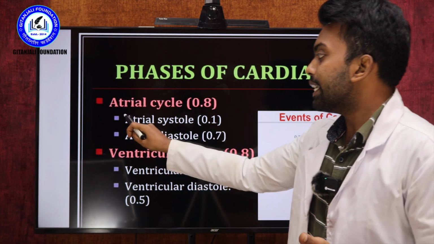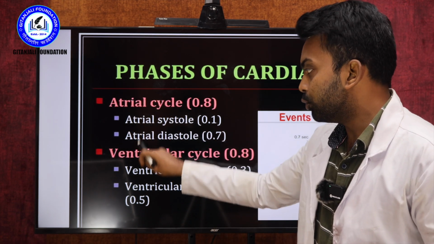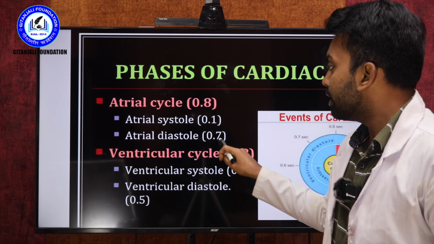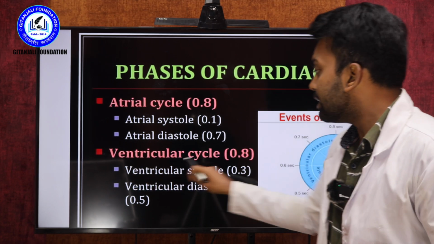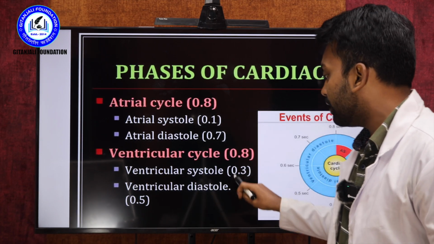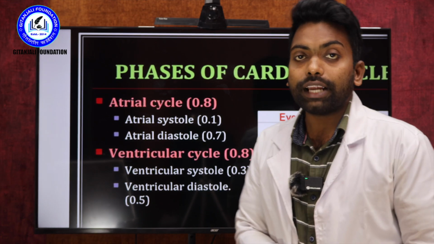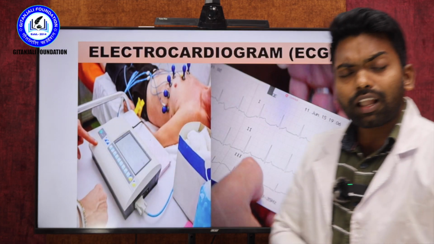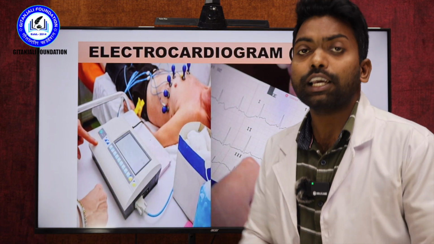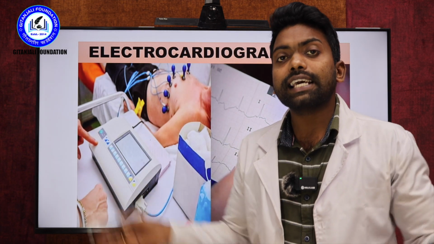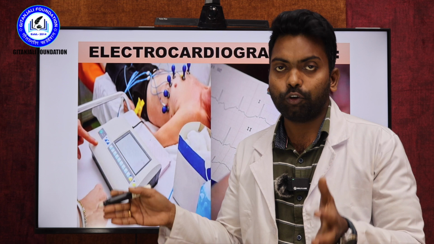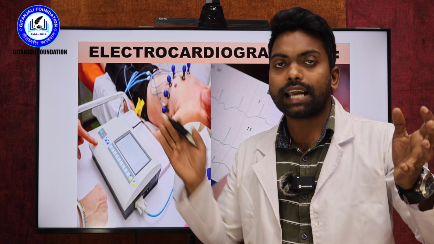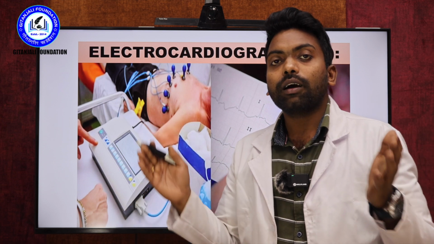This is called the atrial event. Under the atrial event there are two things: atrial systole and atrial diastole, 0.1 and 0.7, which adds up to 0.8. In the ventricle cycle, ventricle systole and ventricle diastole also add up to 0.8 second. These are the phases of the cardiac cycle, and this is the exact meaning of the cardiac cycle. It is a sequence of blood flow, with systole and diastole, relaxation and contraction, happening simultaneously.